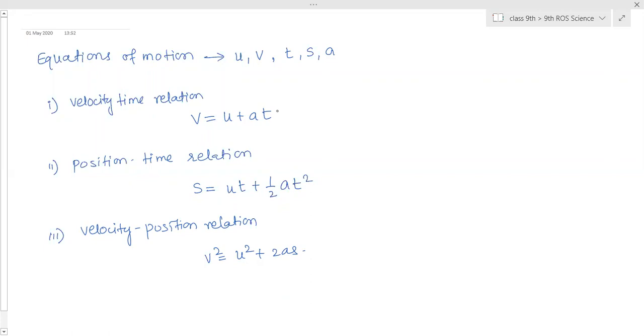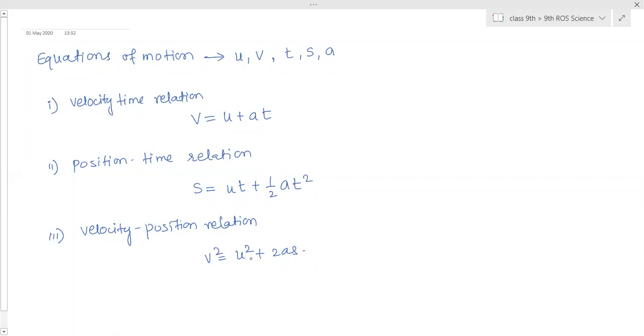So this is the first equation of motion. It will always remain first. You cannot interchange the positions. So the first equation of motion is always v is equal to u plus at. The second equation of motion is s is equal to ut plus half at square. And the third equation of motion is v square is equal to u square plus 2as. So these are the three equations of motion.